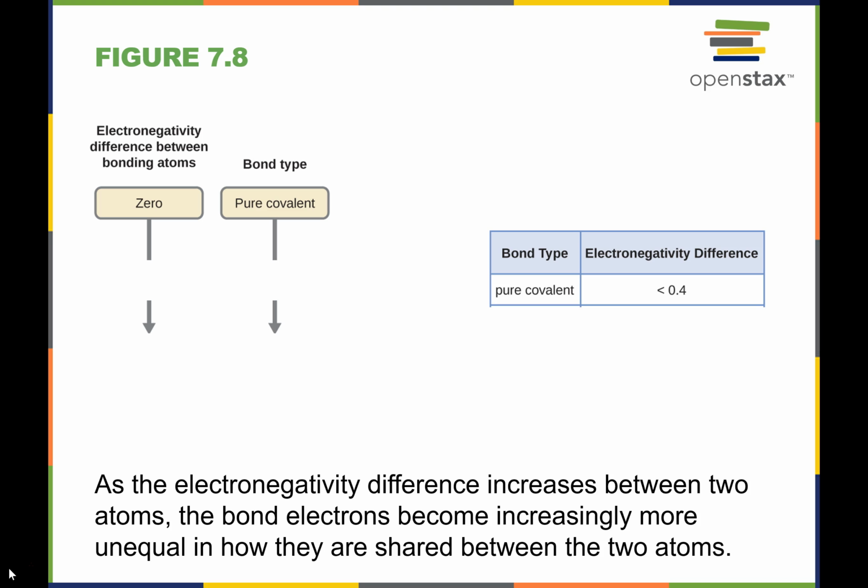So here we go. This is, like I said, a little bit different than I was used to, but I believe what OpenStax says here. So the title of this first column is electronegativity difference between two atoms. If it's 0, guess what? It's covalent, and it's a special situation. We call it a pure covalent bond.